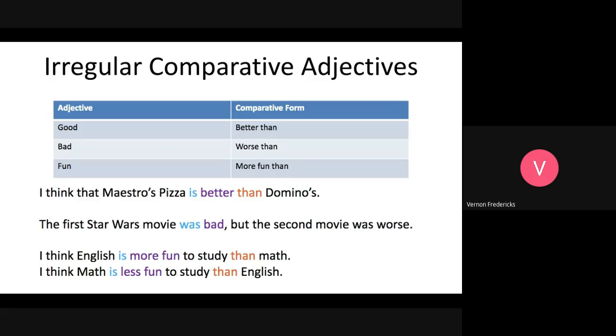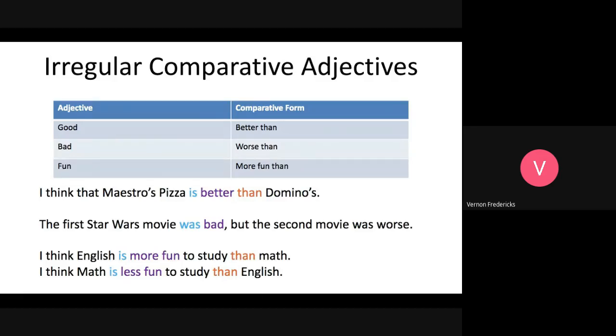So in the first example, we have more fun, and in the next example, we have less fun, the same example that I made in number 1. Let's have a look at the second example: the first Star Wars movie was bad, but the second movie was worse. Students, we are comparing the first Star Wars movie to the second Star Wars movie, but we didn't use than, because we're speaking about the movies.